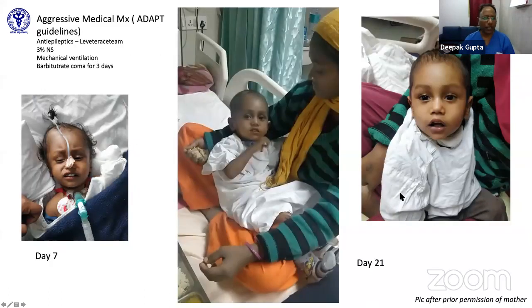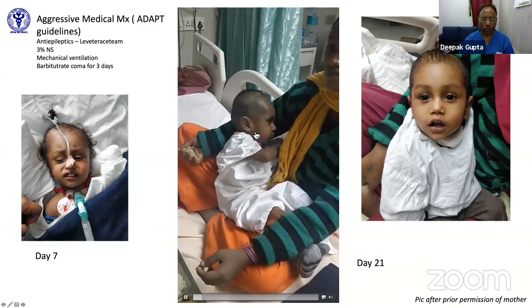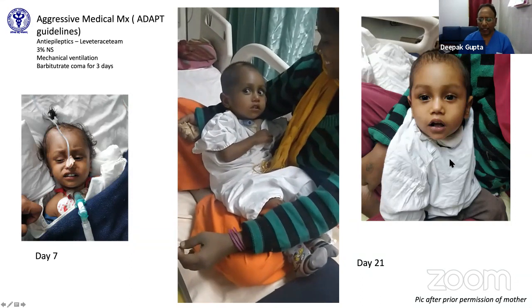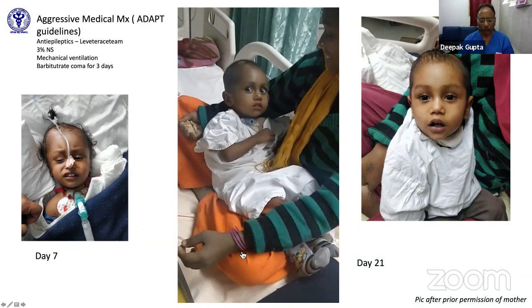However, we managed this child with aggressive medical management, and again, barbiturate coma was given to this child. And this is how the child looked, I think, 7 days later. And he had to be tracheotomized. But he's a happy child, and the child is now waiting for decannulation.